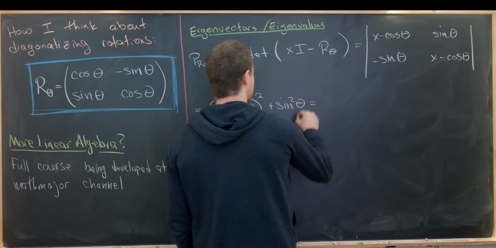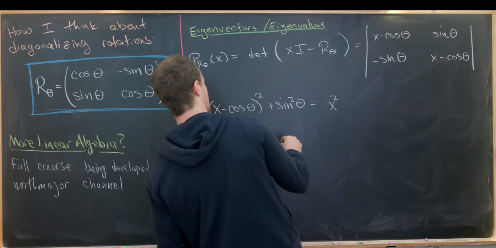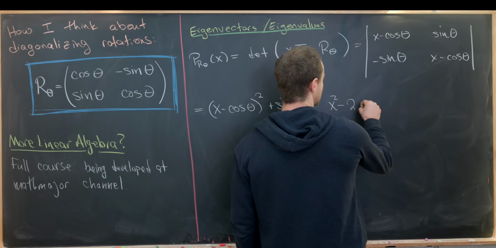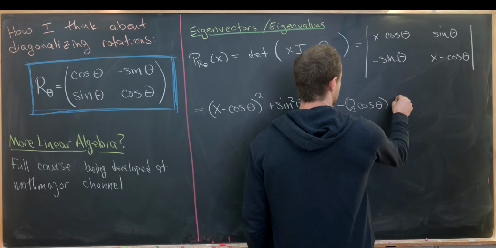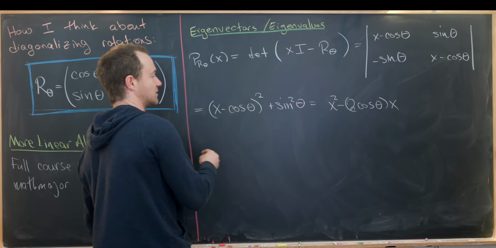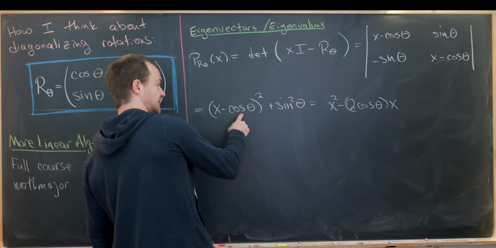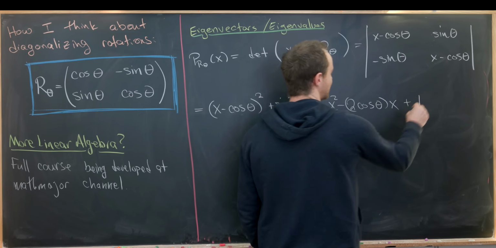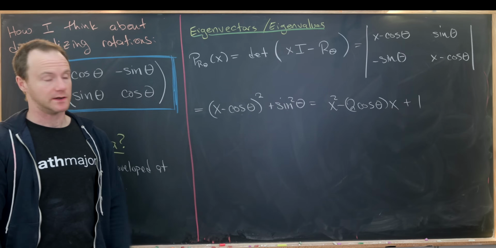So something that looks like that. So let's multiply that out. That'll give me x squared minus 2 cos theta times x. So that's my cross term here. And then I'll have plus cosine squared plus sine squared, but that's exactly plus 1.